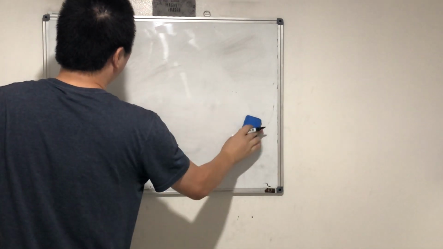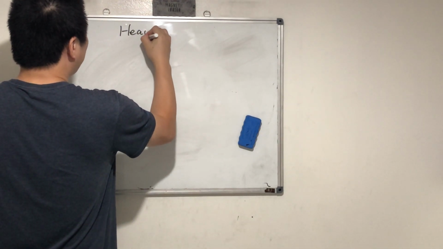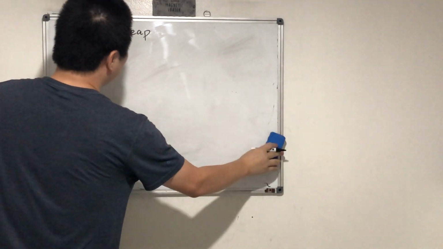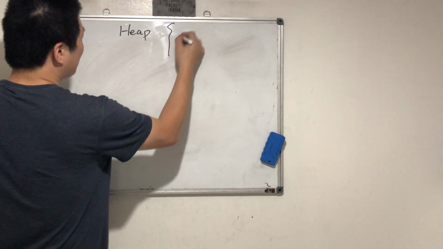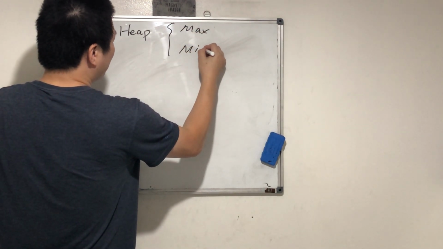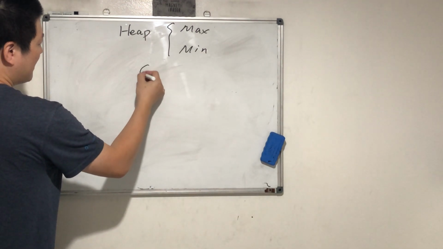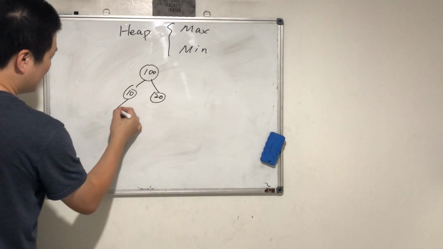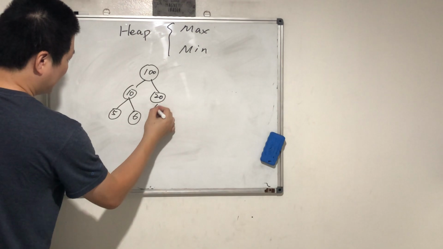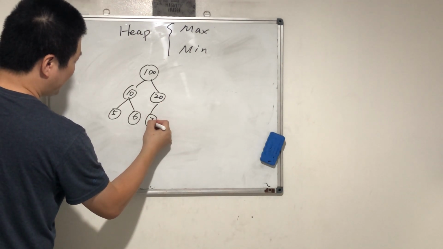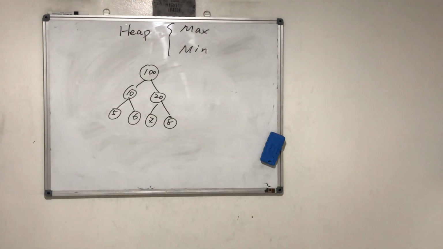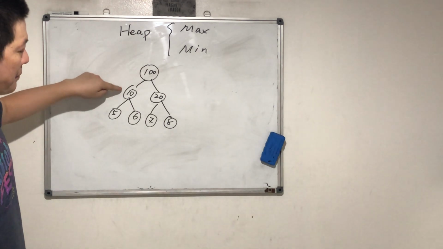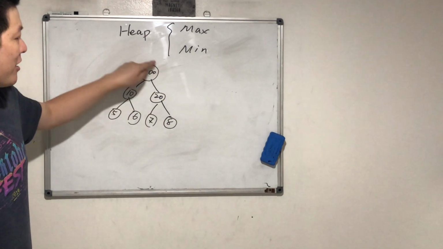Now we talk about heap. A heap is a balanced binary data structure, and we have two kinds of heaps: max heap and min heap. For the max heap, for example 100, 10, 20, 5, 6, 7, 8. What's special about it? The parent is bigger than the kids. Then we call it a max heap.